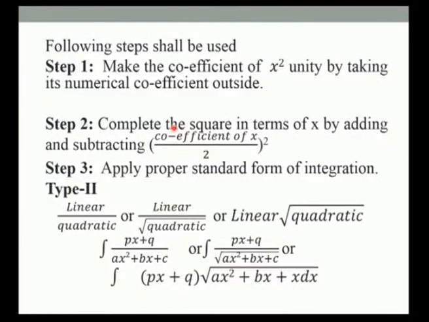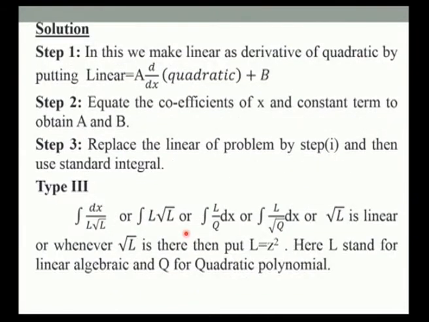Then type 2 rational function, that means kind 2 of rational function. This function will be in the form of linear over quadratic. Linear means ax plus b is the general expression for a linear equation. Quadratic, ax square plus bx plus c, is a quadratic equation. If the given rational function is in the form of linear over quadratic, or linear over square root of quadratic, or linear into square root of quadratic, in any of these forms you can adopt the following steps.